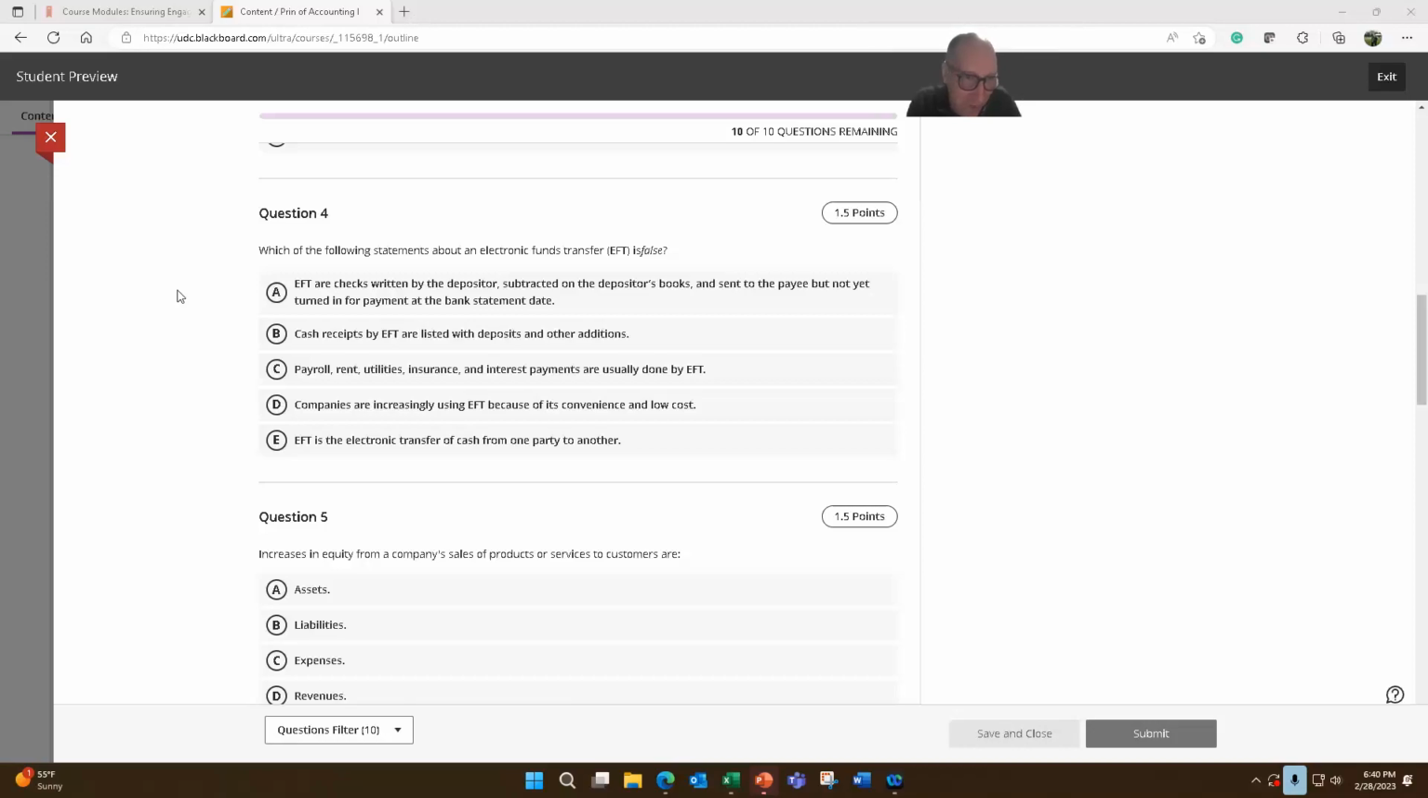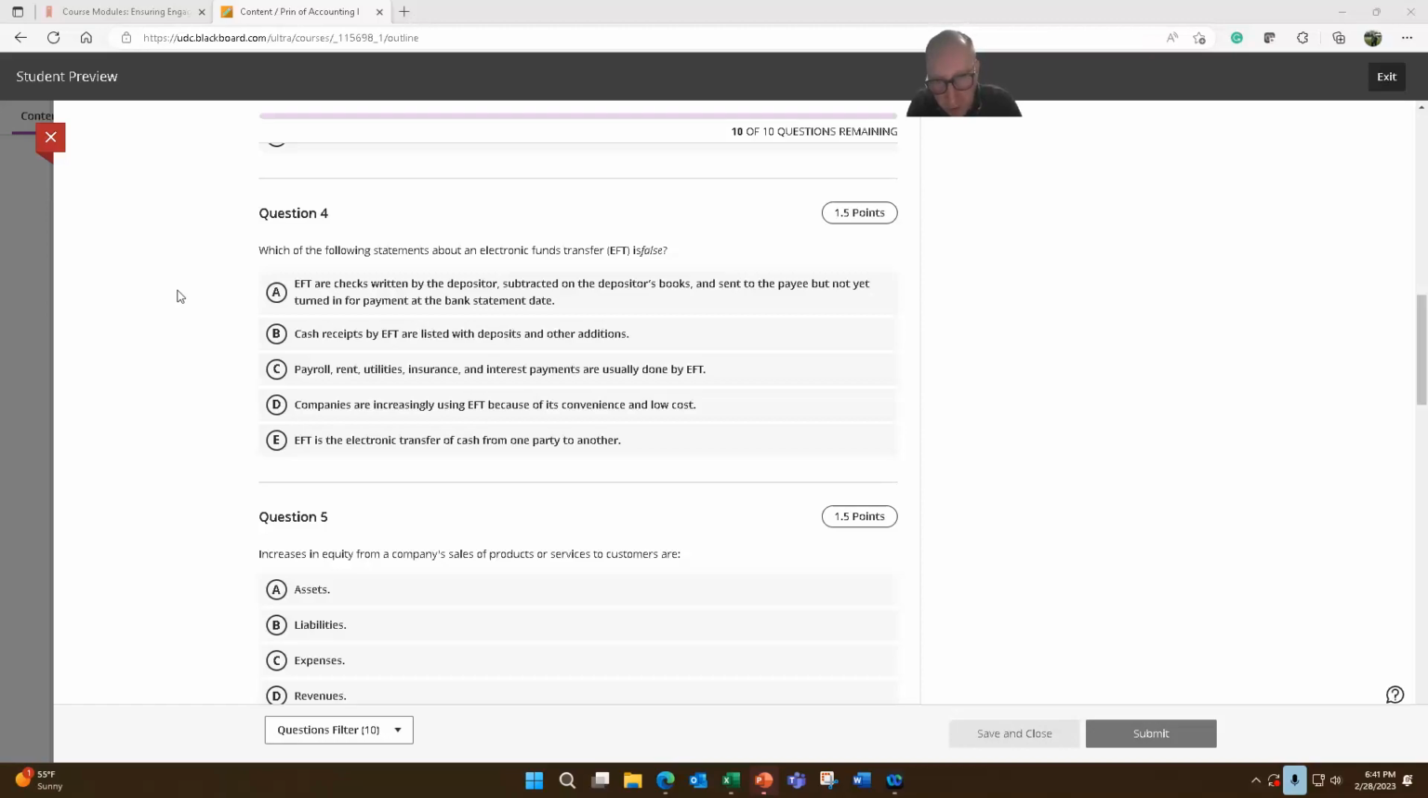Question 4. Which of the following statements is true about electronic funds transfer? Well, remember, electronic funds transfer is when we are either making a payment or receiving payment from customers electronically from one bank account to another. So think about the definition of electronic funds transfer. It's asking which of these is false.